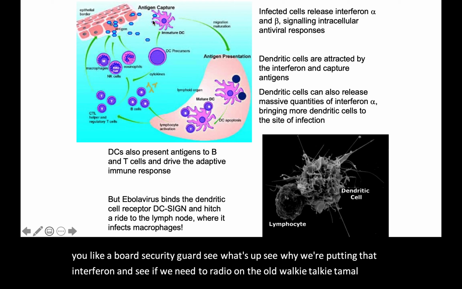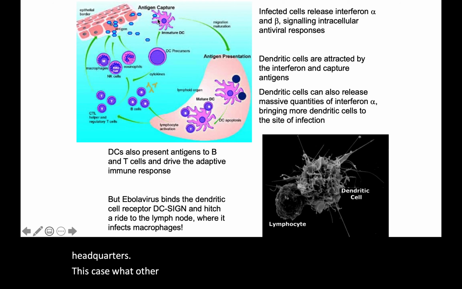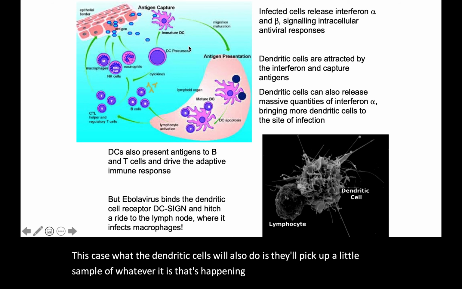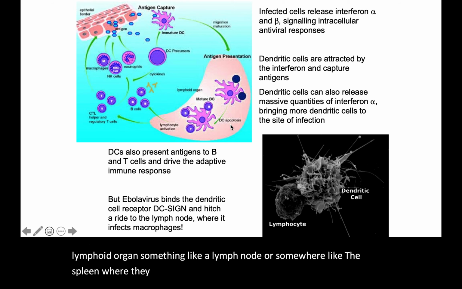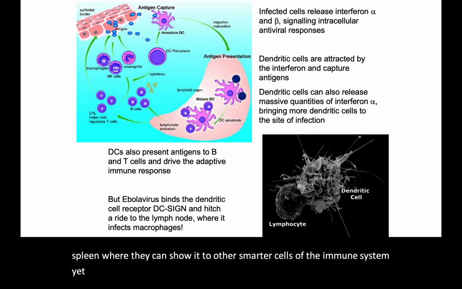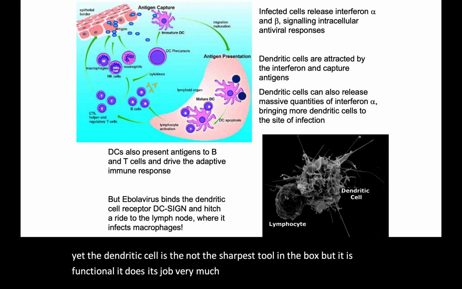And in this case, what the dendritic cells will also do is they'll pick up a little sample of whatever it is that's happening there and try to take this to a lymphoid organ, something like a lymph node, or something more like the spleen, where they can show it to other smarter cells of the immune system. Yeah, the dendritic cell is not the sharpest tool in the box, but it is functional. It does its job. Yeah, very much mall cop. No offense if you are a mall cop.